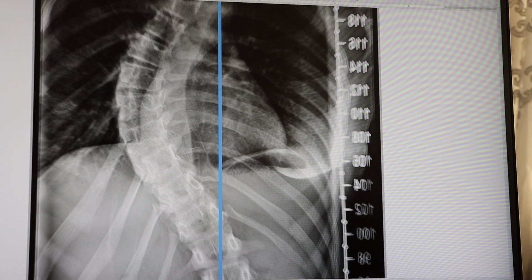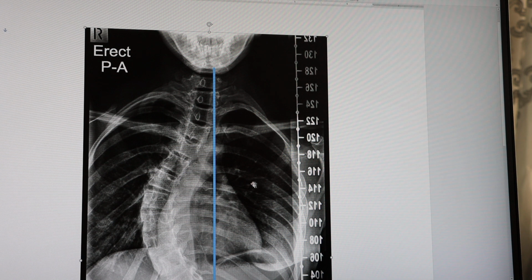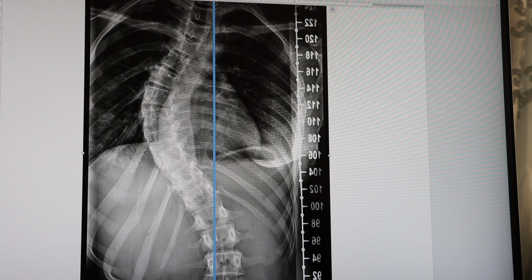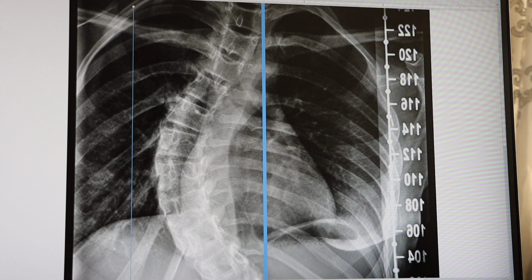Or what we can do, and we usually do, is we draw a line that should be vertical, so perpendicular to the horizontal, and then what we will have to do next is to bring it closer from the convex side of the curve to the vertebrae, and the first vertebra to touch this line is the apical vertebra.